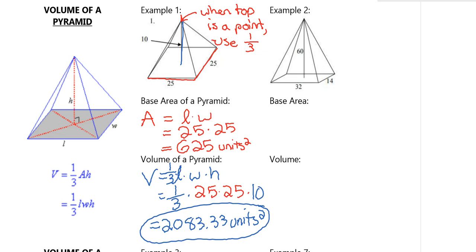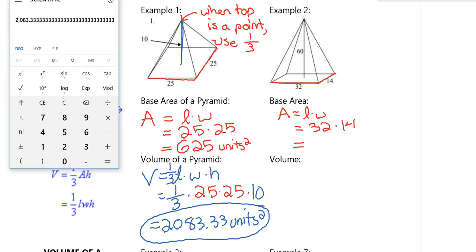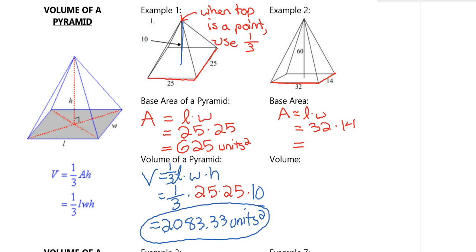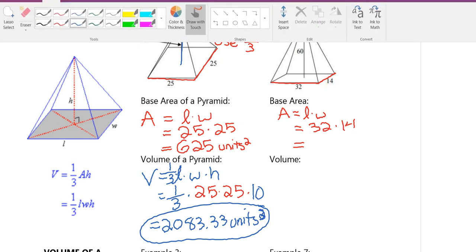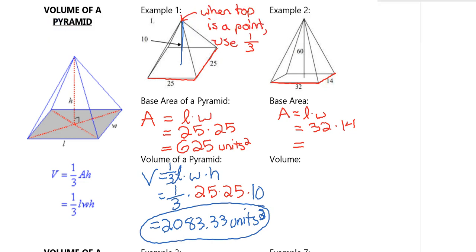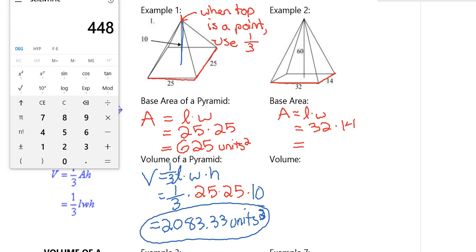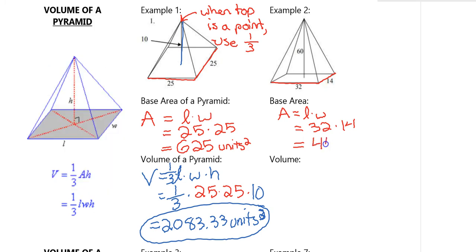Same thing for our second one, our base area. Again, area equals length times width. Here I have 32 times 14, and 32 times 14 is 448. Ooh, there's a mistake on the last problem. Sorry, this should be units cubed. Volume is cubed. So, back to this problem. Our base area, 448 units squared.